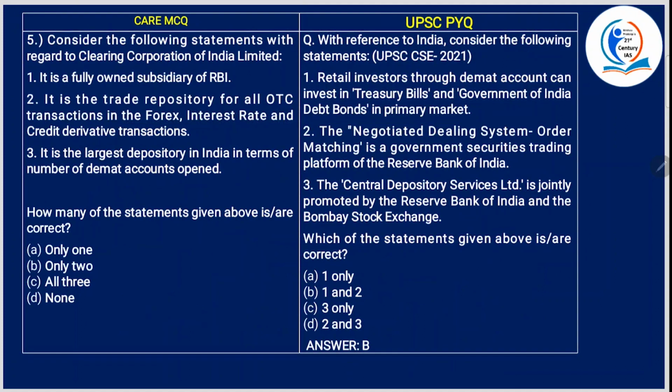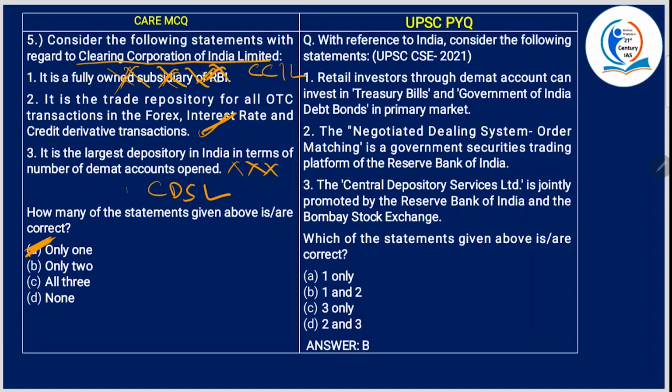We'll get into the MCQ. Consider the following statements with regard to Clearing Corporation of India Limited, that is CCIL. It is a fully owned subsidiary of RBI? No. We just saw, right? SBI, ICICI, Life Insurance Corporation, Bank of Baroda and HDFC Bank all are involved. So this is gone. It is the trade repository for all the OTC transactions in forex, interest rate and credit derivative transactions. This is correct. Next statement, it is the largest depository in India in terms of number of demat accounts opened. No, it is not CCIL, it is CDSL. So only one statement is correct.